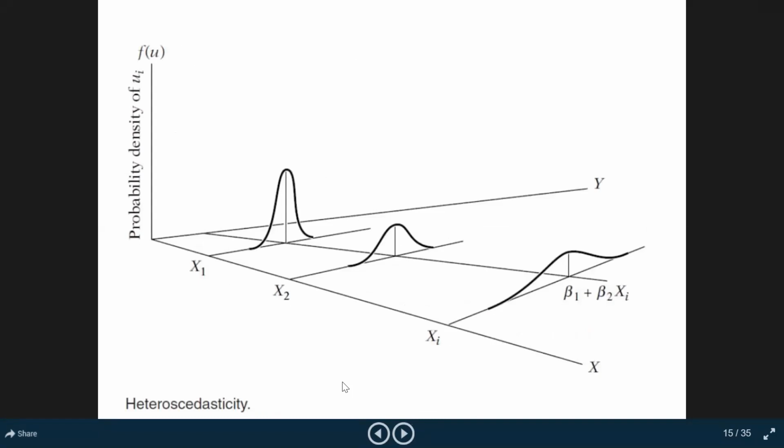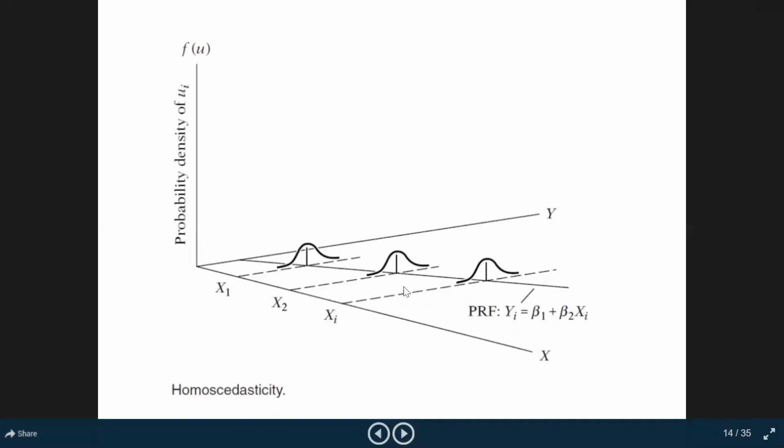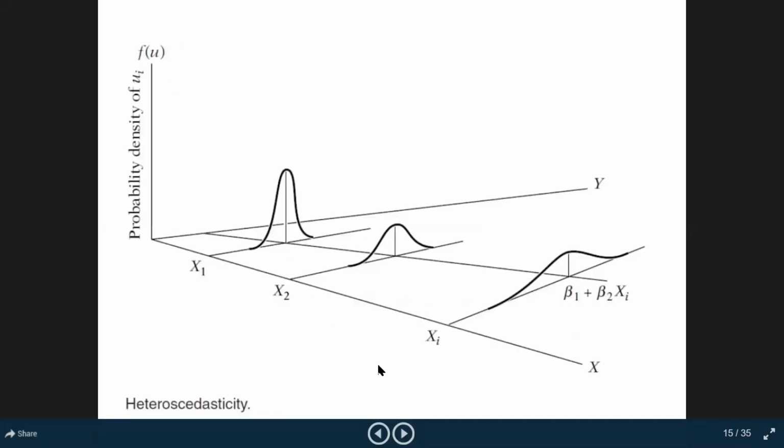Now, this is heteroscedasticity. This one is homo because the variances are same. And if we look at this figure, it is clear that for the first value of x1, this is the probability density. You can see that there is much variation, and in the second case the spread is a little bit flattened, and in the third one it is more flattened, which means that the variances will be different. So this is called heteroscedasticity.